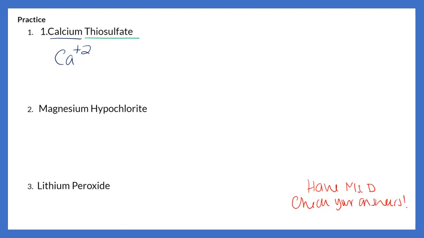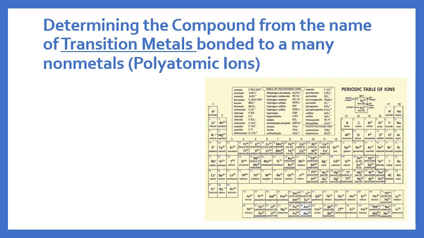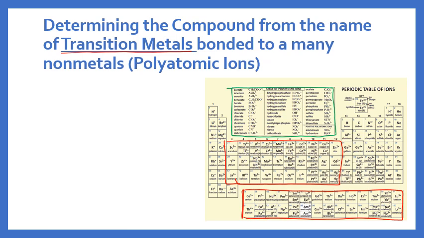Okay. Let's move on. We are going to now determine the compound or the chemical formula for the name of a transition metal. Again, these are the metals that fall into this highlighted zone and this highlighted red zone. Okay, transition metals bonded to many nonmetals, polyatomic ions. So we're going to have a name of a transition metal bonded to a polyatomic ion, and we're going to have to turn it into the chemical formula. Okay?